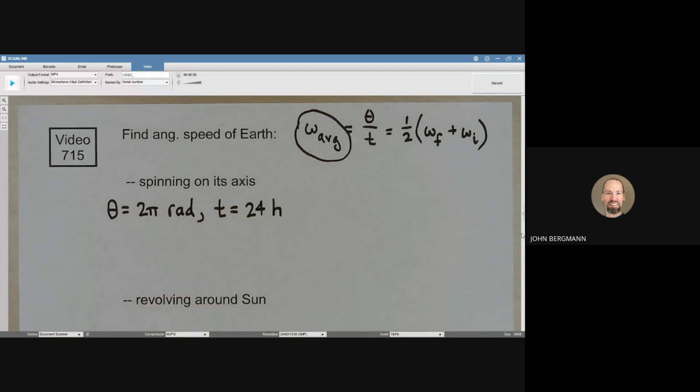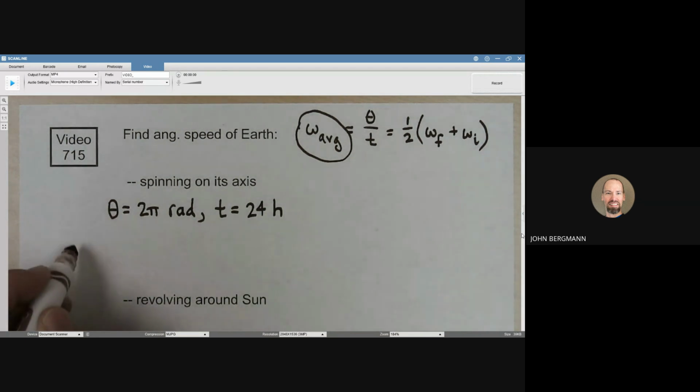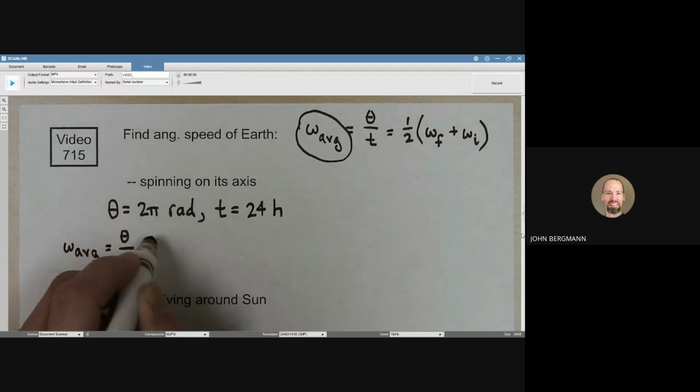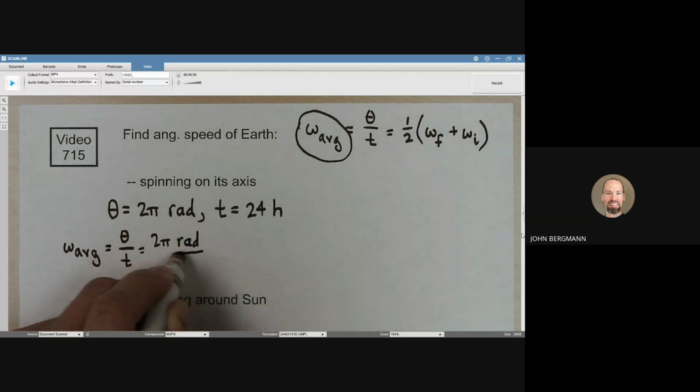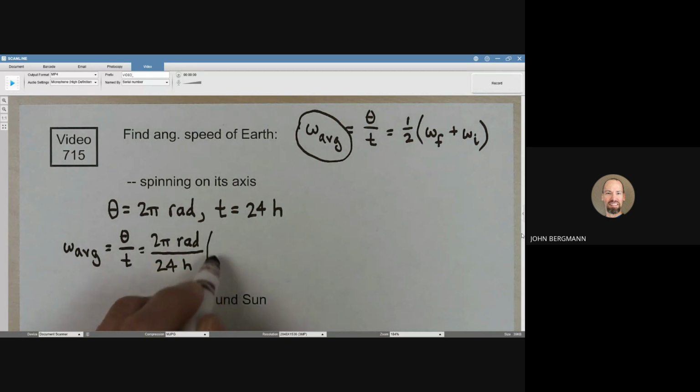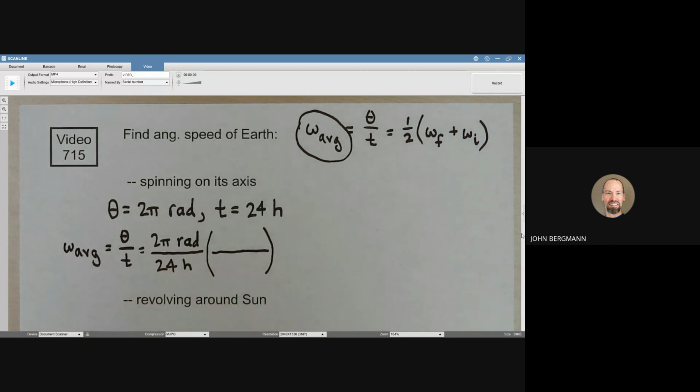Now, we're going to want our angular speed in radians per second, so we're going to have to do a little converting, but essentially, we've got the pieces of the puzzle that we need. Let's see what we can do here. The average angular speed is the angular displacement divided by time. So that's 2 pi radians every 24 hours. Now, there's nothing wrong with that answer. You would get an answer in radians per hour, but I'm going to want to report it as radians per second. And so we're going to have to convert between hours and seconds.